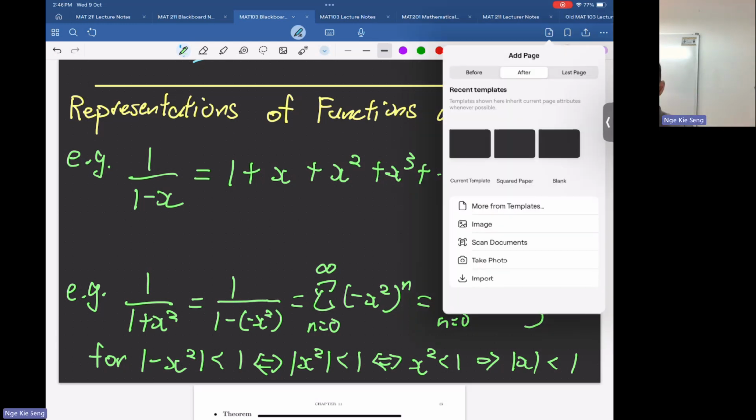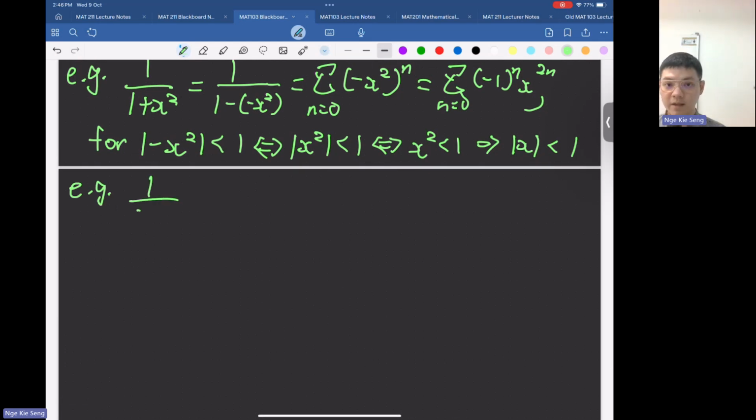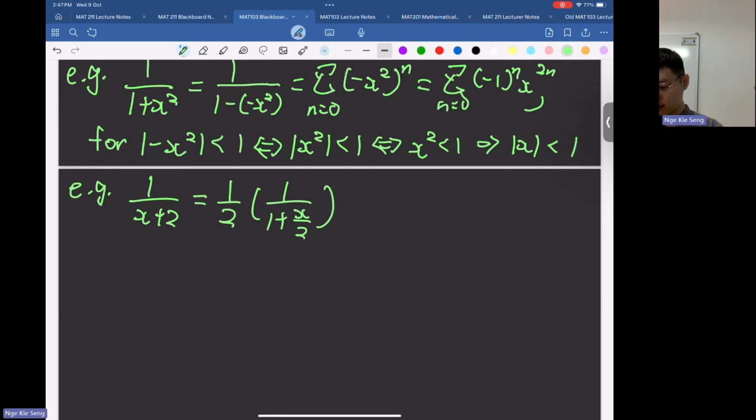Okay, so next one. How about this function here? 1 over x plus 2. I think you already observed that we can do a similar trick here. So what sort of similar trick can we do here? There's a cumbersome 2 there. Can I remove it? How to remove it? How to make 2 into a 1? Divide by 2. So meaning what? I want to pull out the 2 from the denominator. Then what am I left with? It's just 1 plus x over 2.